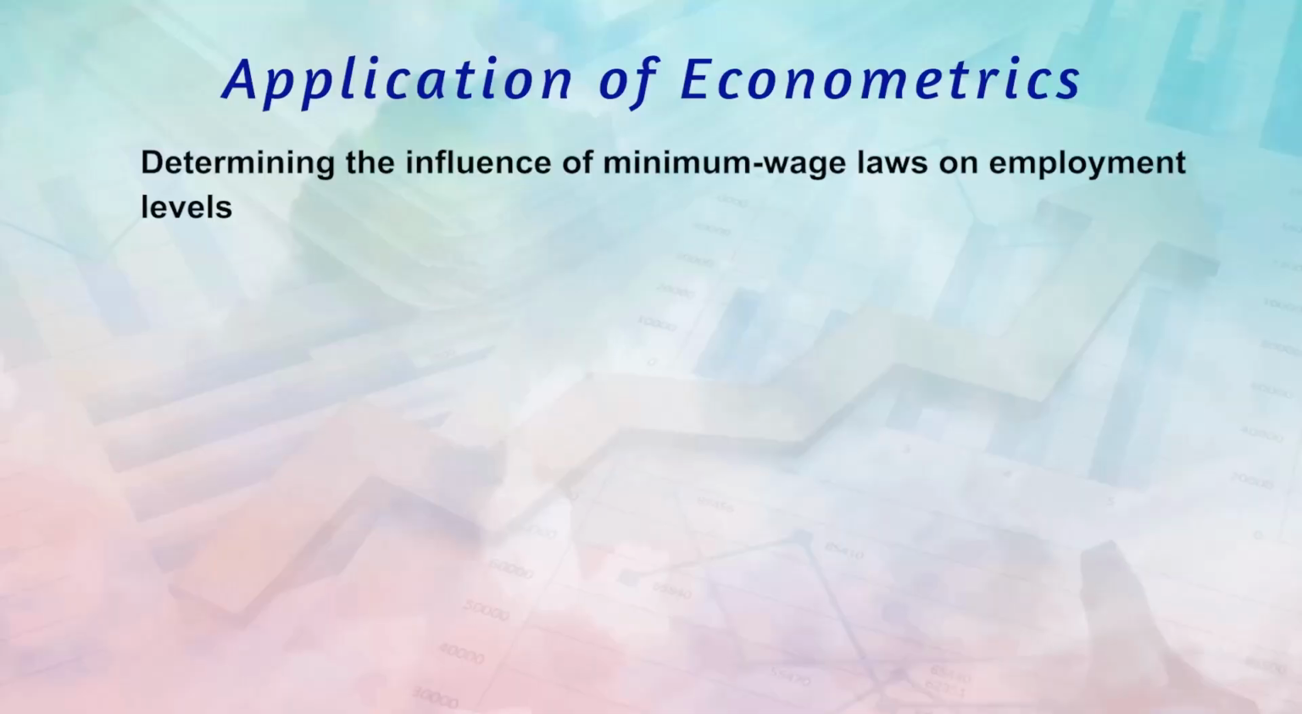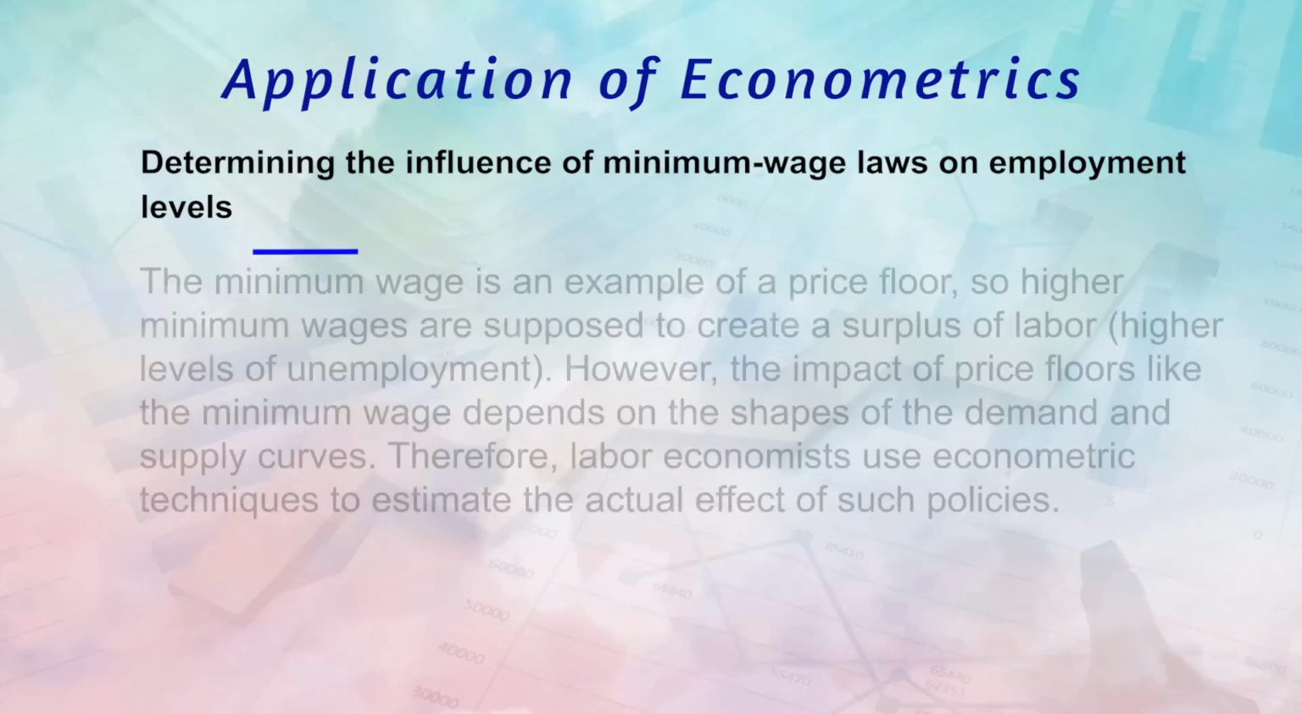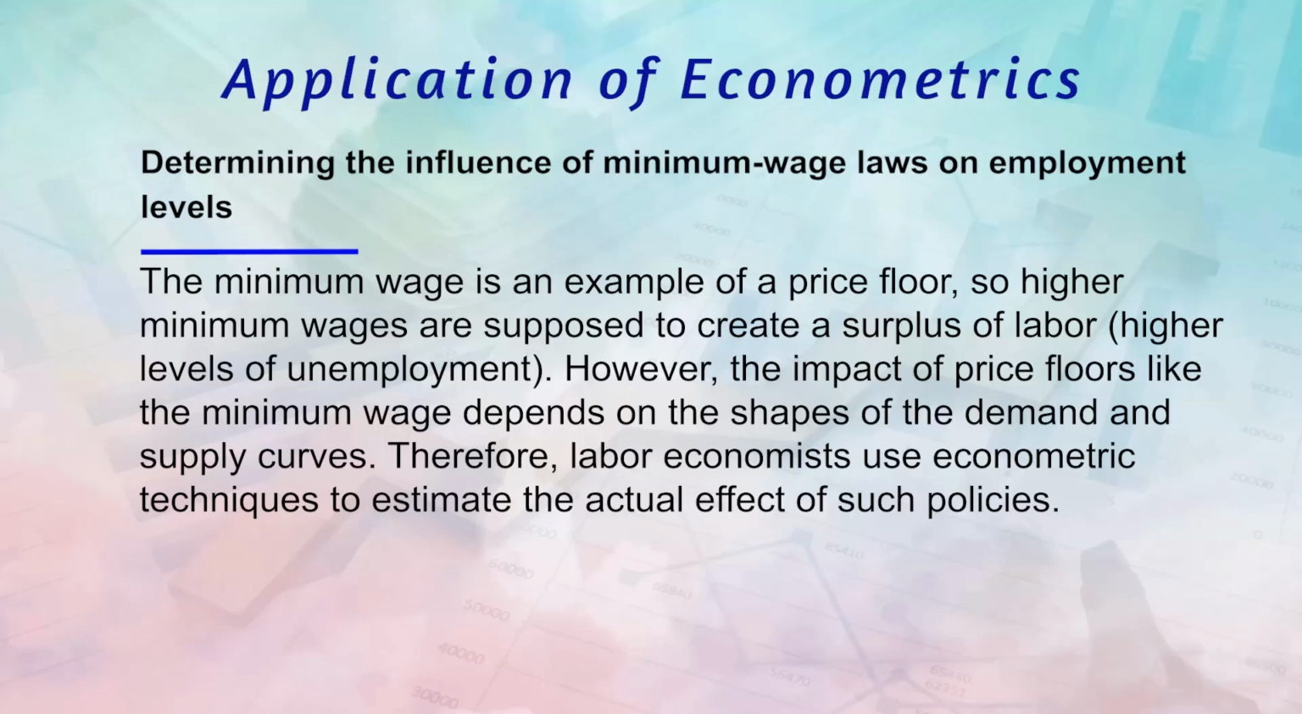The next important study can be the determining factors of minimum wage laws on employment levels. Whenever we are working on minimum wage laws, we are referring to a price floor, because minimum wage will create a surplus of labor. Whenever the wage is set at the subsistence wage, then definitely the surplus labor will rise, and this is what the minimum wage depends on. So a labor economist will try to apply an econometric technique to take out the fundamentals on it.